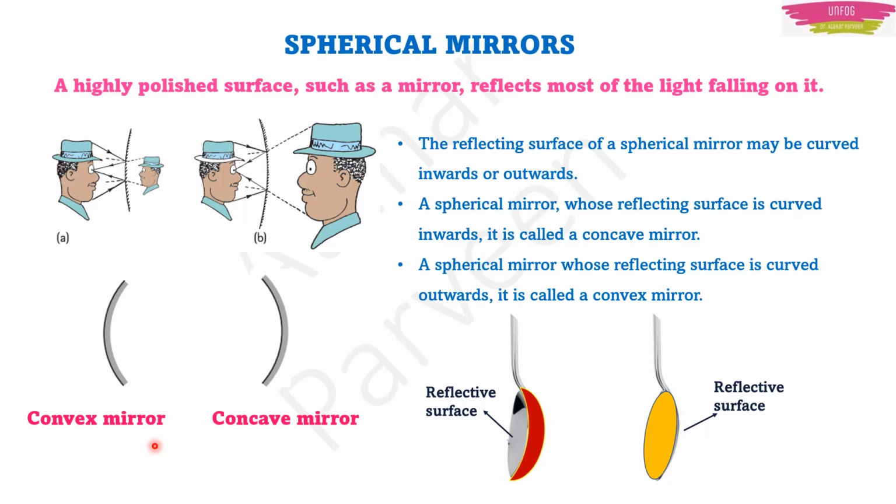So the simple thing you have to remember is that wherever light does not fall, that is not a reflective surface. The other part is the reflective surface. Spoon is the best example, I think.